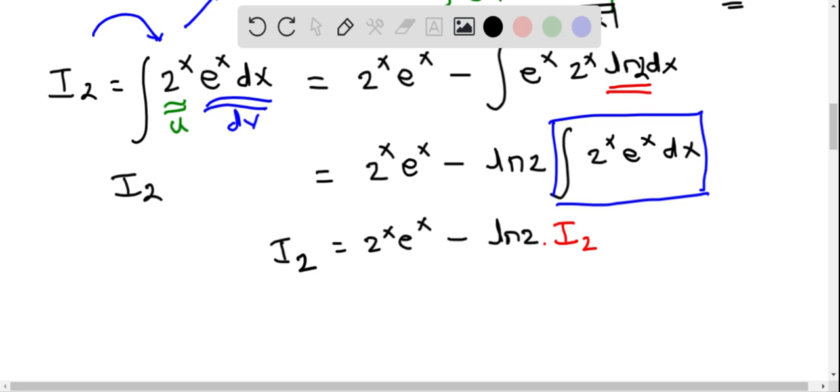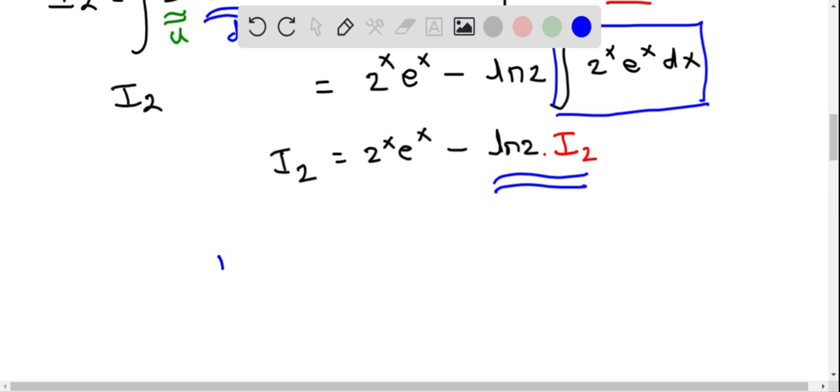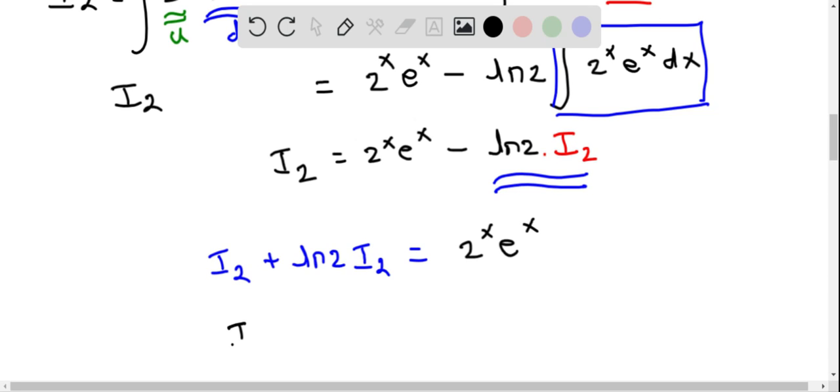Now we have to solve for I2, which means I'm going to add this component to both sides. When I do that, I get I2 plus natural logarithm of 2 times I2 equals 2^x e^x. Now we factor out the I2 on the left side. So I get (1 plus natural logarithm of 2) I2 equals 2^x e^x.